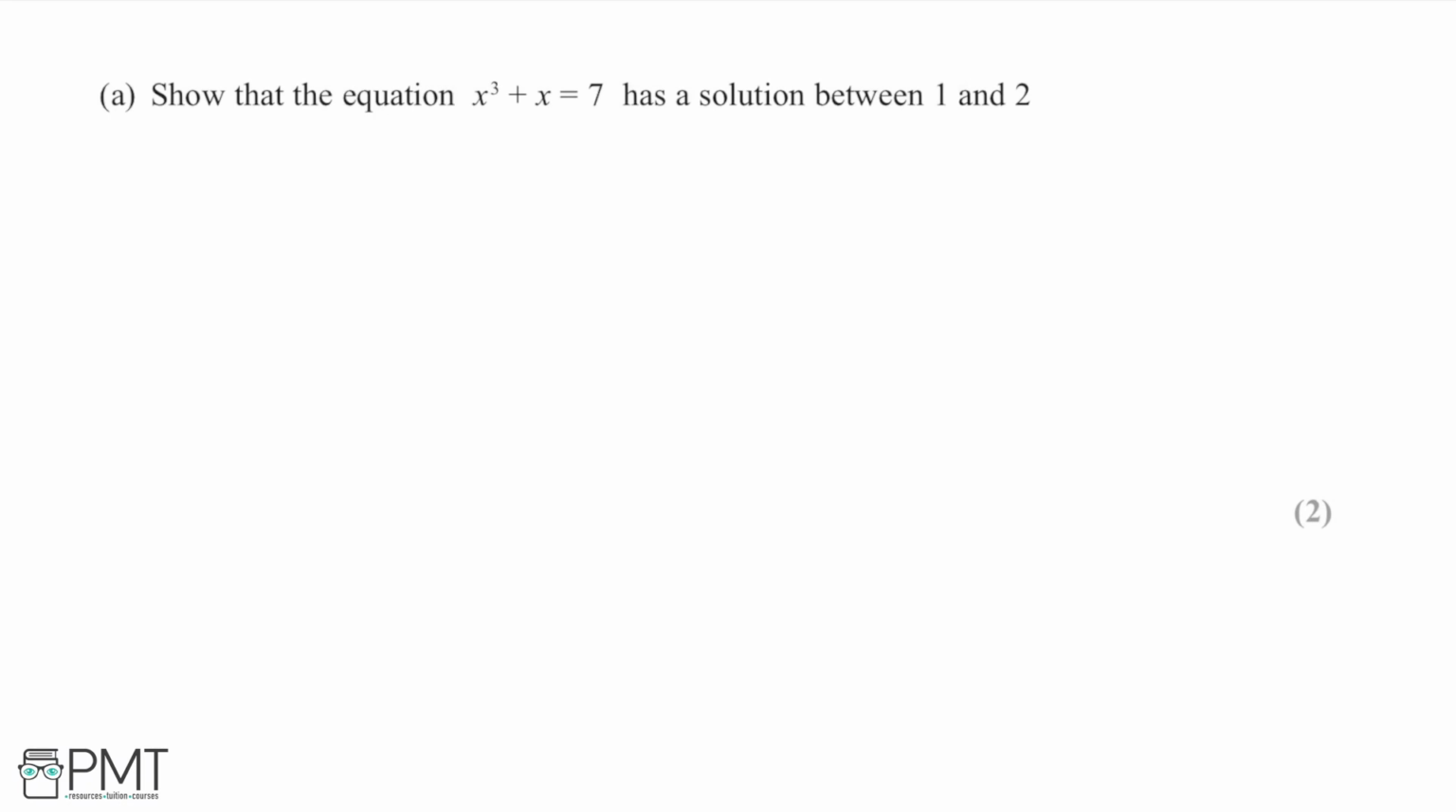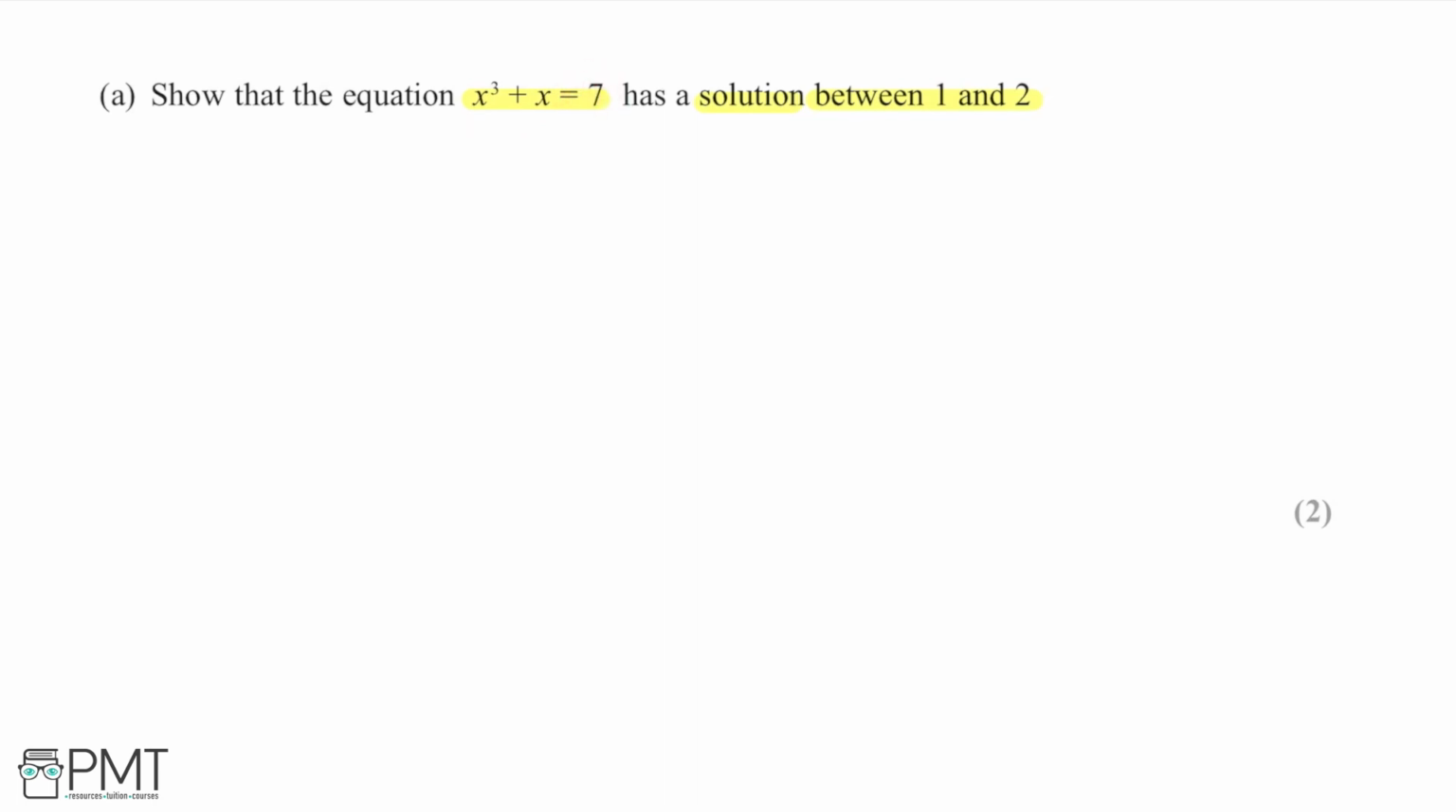So in this question here, we're asked to show that the equation x cubed plus x equals 7 has a solution between 1 and 2. So looking at the equation here, we're basically told that there is an x value between 1 and 2, which, if we substituted it into the left-hand side here, would give us the value of 7.